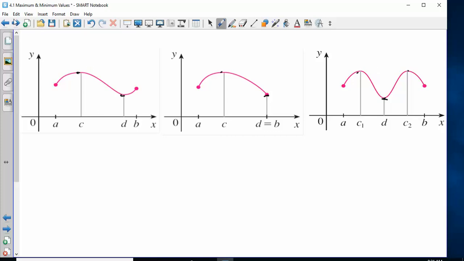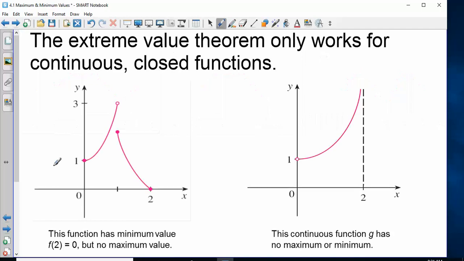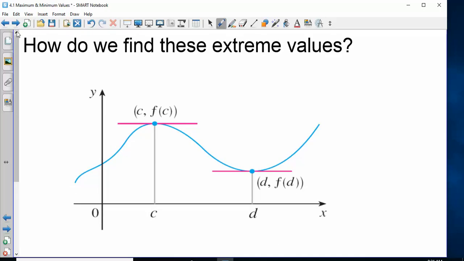That only works if our graph is continuous. If we had a break in it, like this open circle, this one doesn't have an absolute max. Or you might have a vertical asymptote, and it keeps going up forever, and you don't have an absolute max. So that's only true if we know our graph is continuous. So if I wanted to find those values, these high and low points, what do you think we would do?